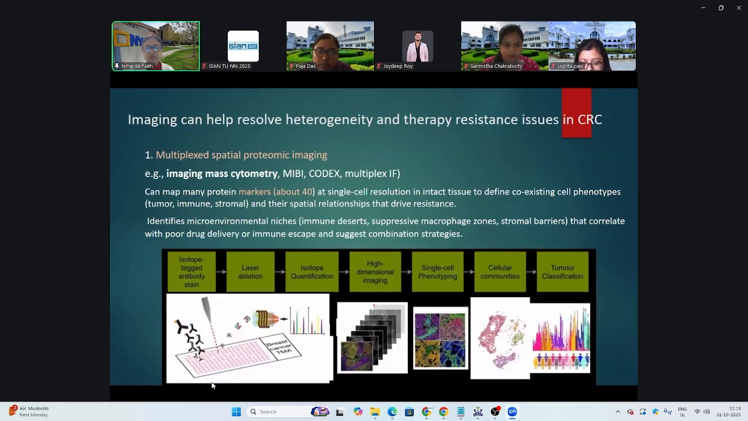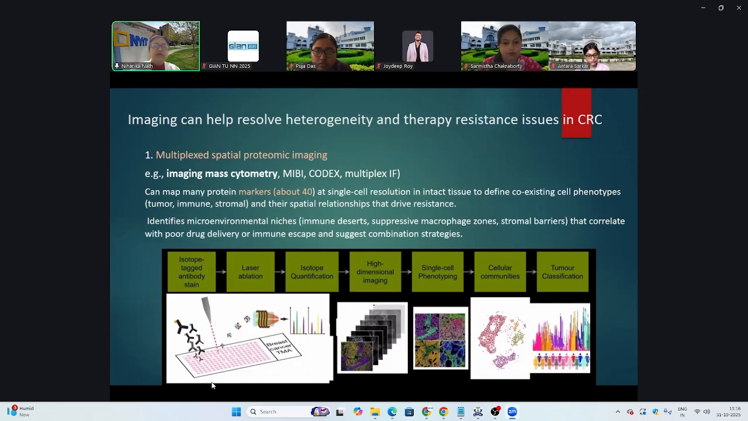So can we do something? Opportunities. This was like challenges. So, opportunities. This was really the important part. Sorry, I have to take a couple more minutes. How can we use this opportunity of imaging, because that's the focus for this workshop? How can we use imaging to resolve the heterogeneity and therapy resistance?